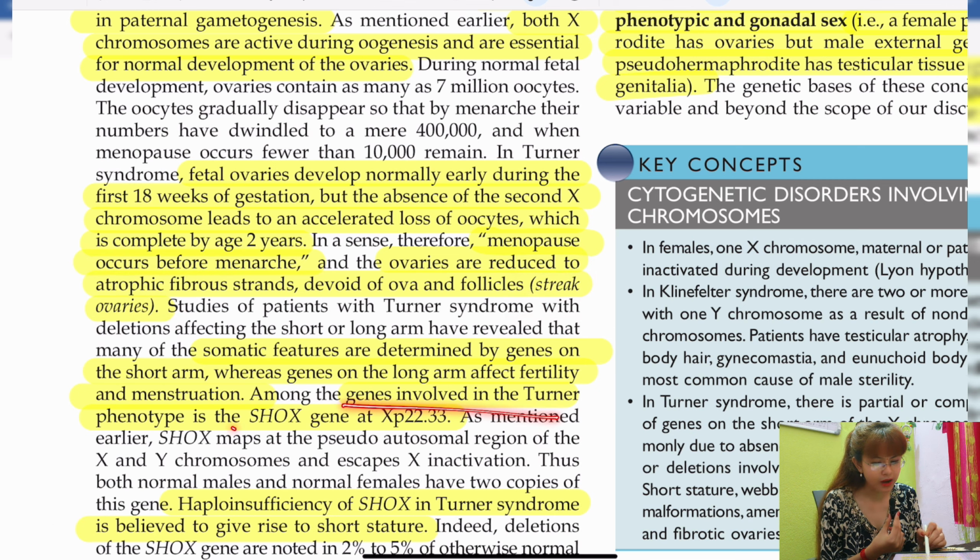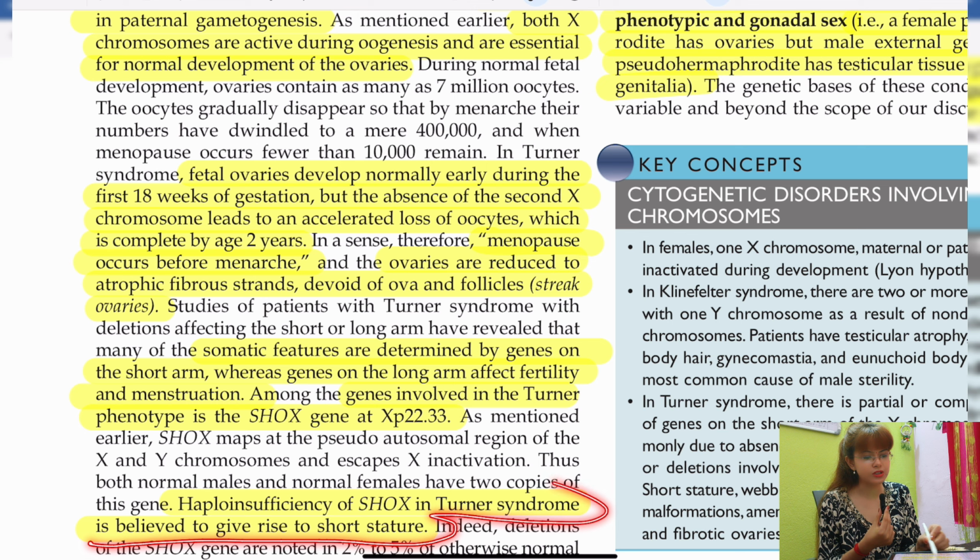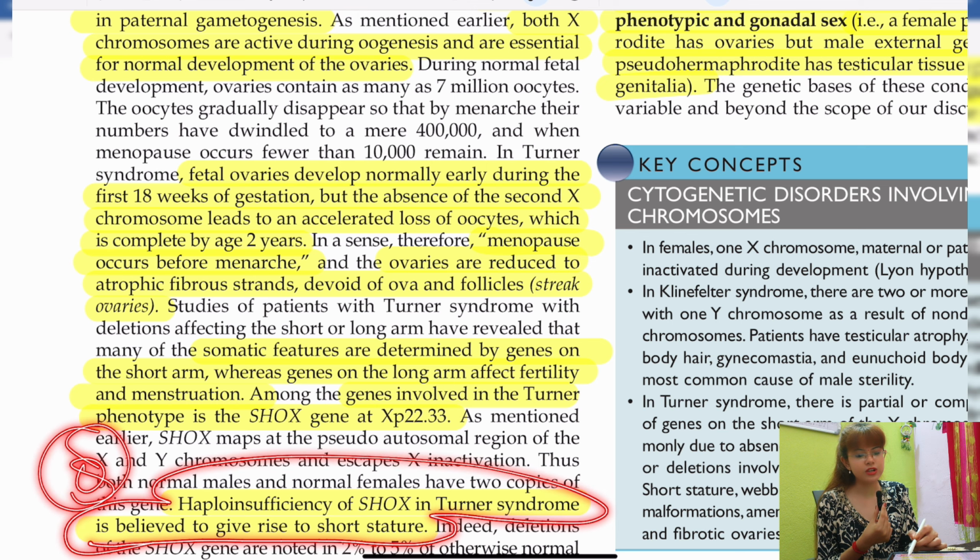The gene involved is the SHOX gene. Haploinsufficiency of this SHOX in Turner syndrome is believed to give rise to short stature. So because of this, the short stature can be explained.